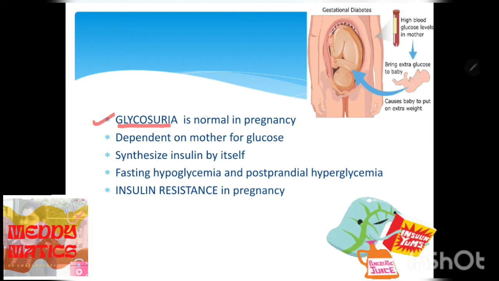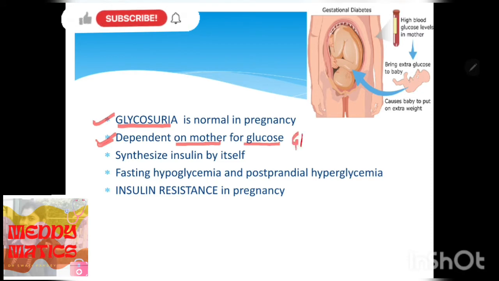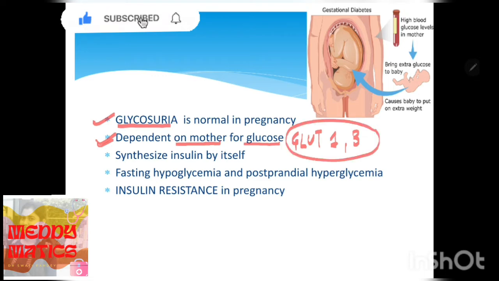Glycosuria, which is glucose in the urine, is normal in pregnancy. The fetus is completely dependent on the mother for glucose, which is transported via GLUT1 and GLUT3 receptors by facilitated diffusion. So, through facilitated diffusion, the glucose is transported to the fetus.